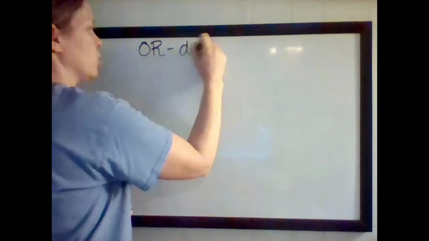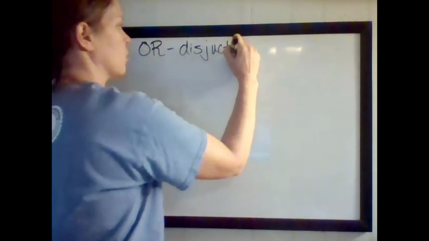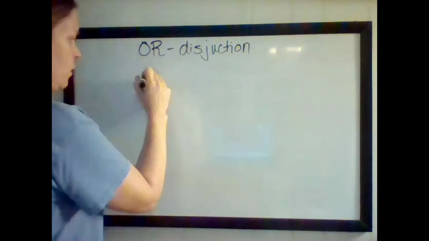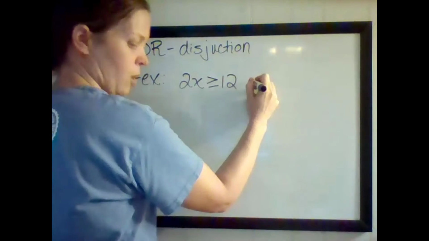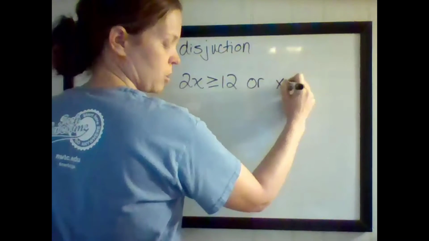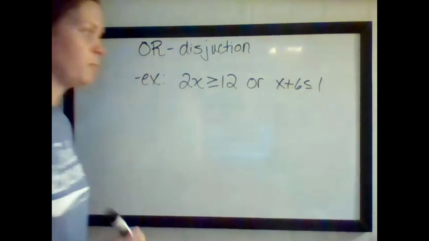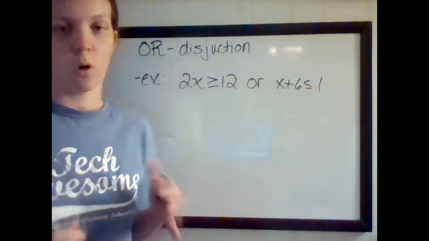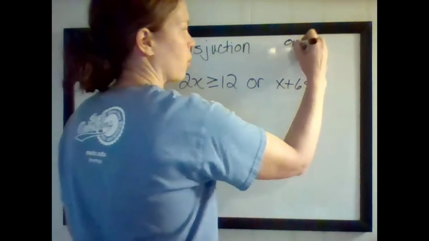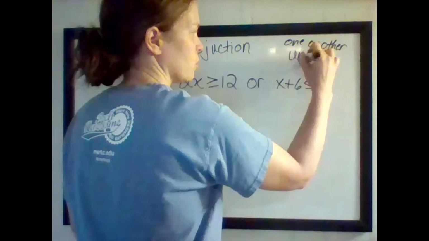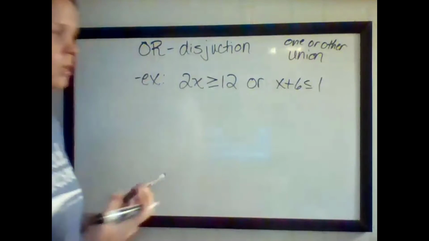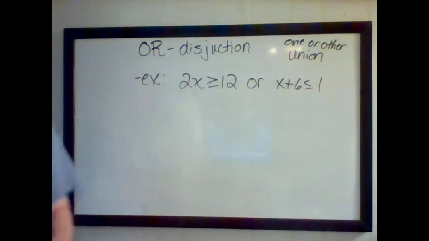Now how about the "or" ones? Next would be "or", which are disjunctions. So something like this: 2x is greater than or equal to 12, or x plus 6 is less than or equal to 1. So this is true or this is true, just one or the other. So not both, but one or the other. Union, too, is another way. Instead of intersection, it's the union of this and this that is going to be our answer.